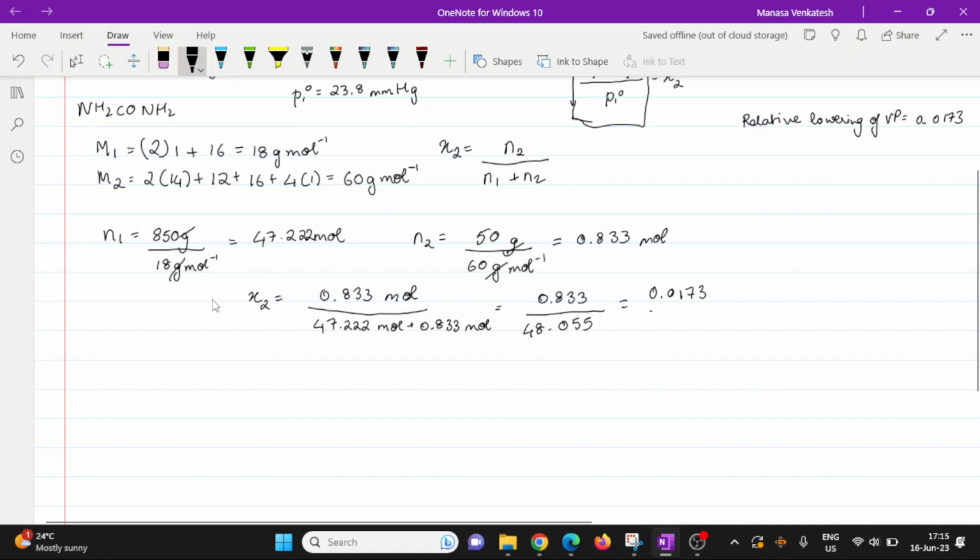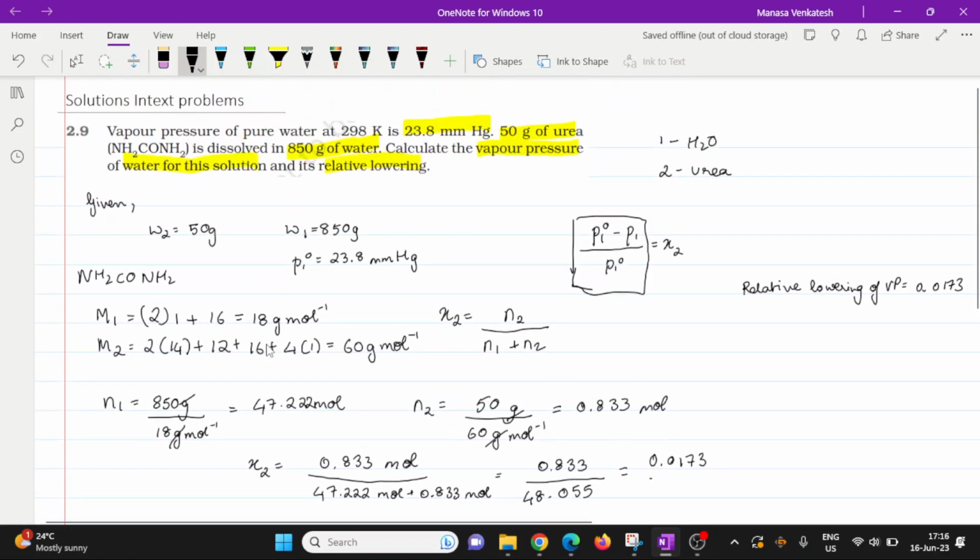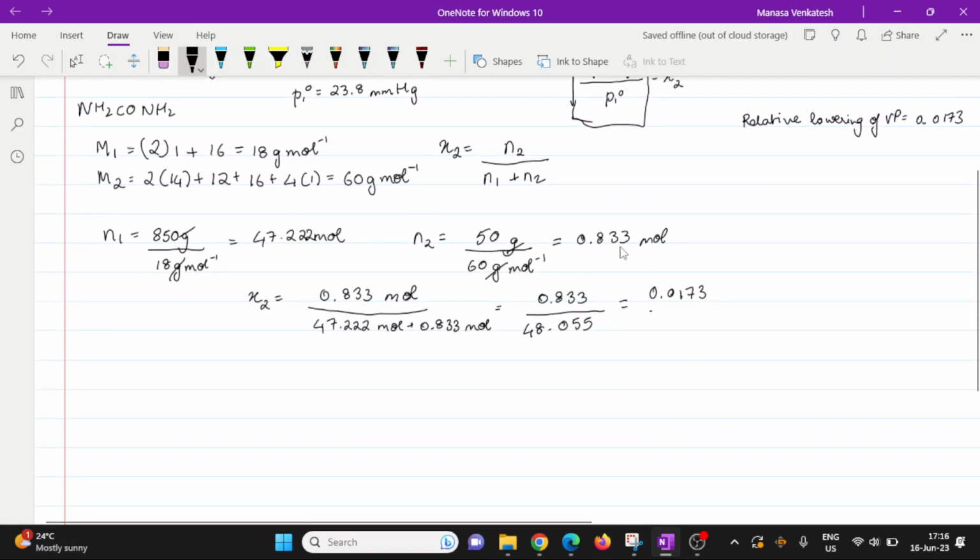Okay, so that's the relative lowering of vapor pressure. Next, let's calculate the value of P1. We know the value of P1 naught. It's been given to us, and that is 23.8 mmHg. We have the relative lowering of vapor pressure, the mole fraction of solute. So you can just substitute it into this equation and calculate. Essentially, you're going to get 23.8 mmHg minus P1 whole divided by 23.8 mmHg is equal to 0.0173.